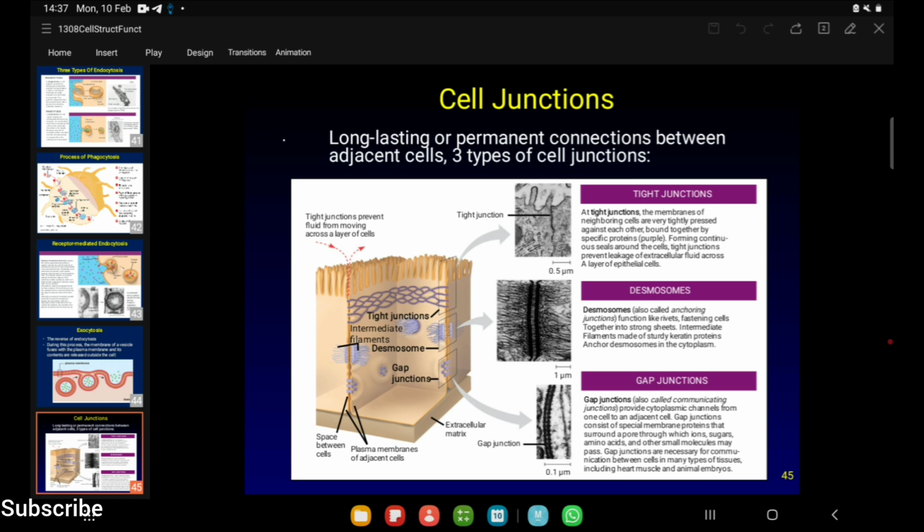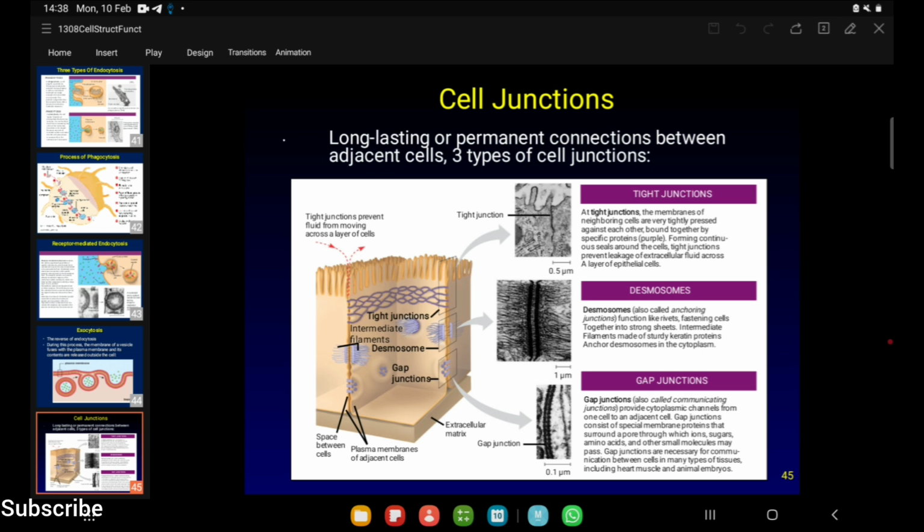Next, what are the desmosomes? Desmosomes, also called anchoring junctions, function like rivets, fastening cells together into strong sheets. Intermediate filaments made of sturdy keratin proteins anchor desmosomes in the cytoplasm.